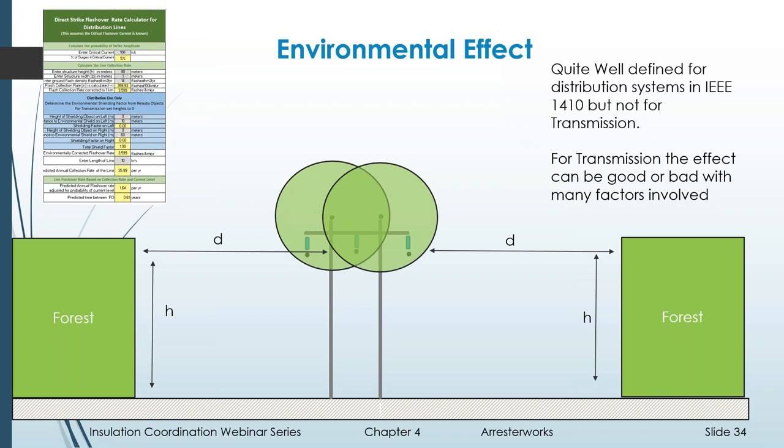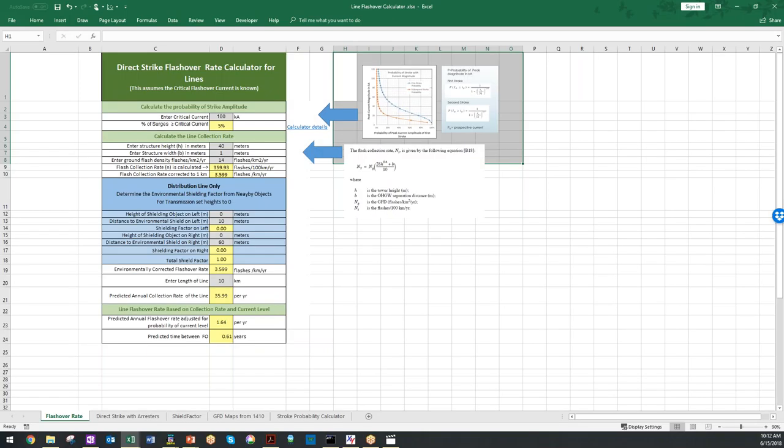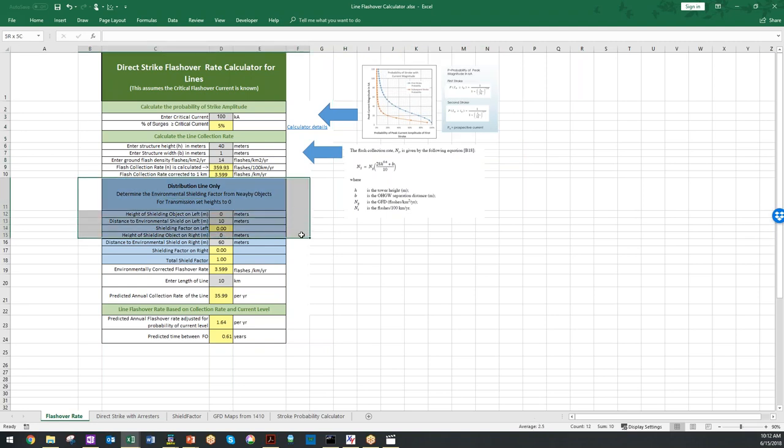The more forest you have, and the closer the forest gets, the lower the strike rate gets. It's also back in the calculator. This whole section. Oops, back up. Let me bring up this calculator. So I say this calculator here is for distribution only, but it could be for lower voltage transmission lines too. And this determines what the environmental effect is going to be on your line. So once you know what the collection rate is, you can see what the effect will be from nearby forest. Back to the presentation.